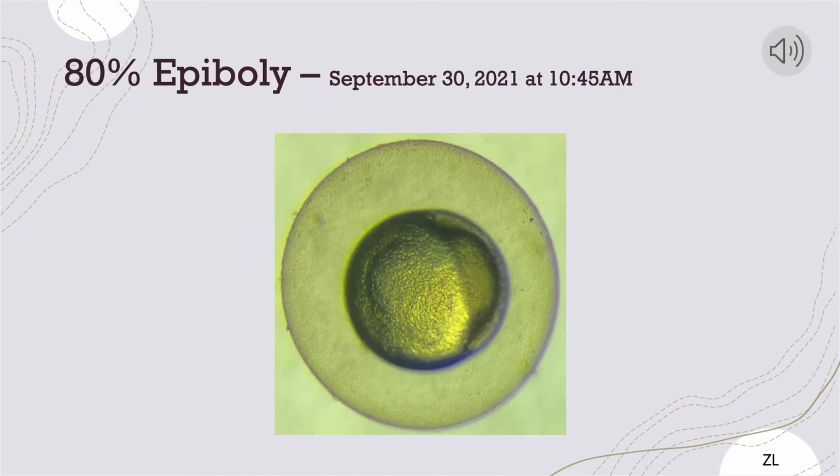This next stage is the 80% epiboly, done on September 30th, 2021 at 10:45 a.m. The epiboly is one of the 5 types of cell movement that occurs in the gastrulation stage of embryonic development in zebrafish. The epiboly movement is the way a layer of epithelial cells spread. They are responsible for cytoskeletal changes across the embryo.